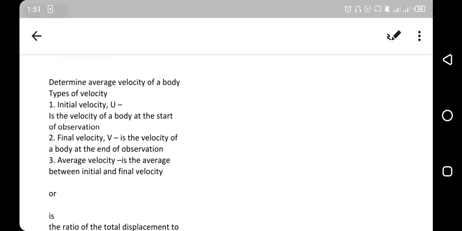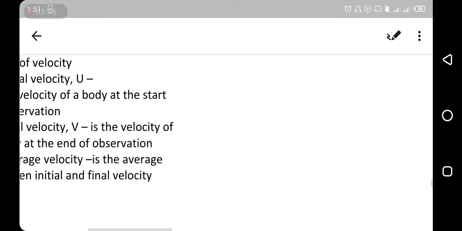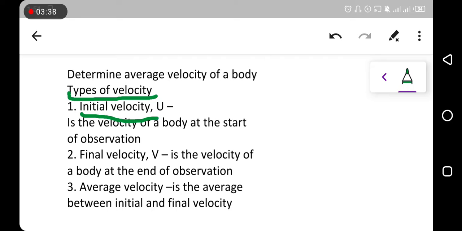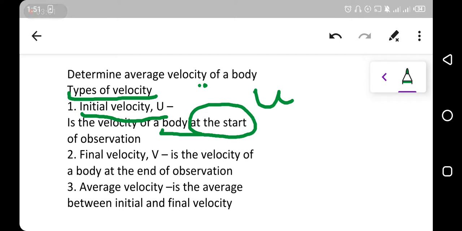We have other terms used in velocity, since we studied velocity. These are the types of velocity, or terms used to describe velocity. The first term is initial velocity. The symbol of initial velocity is u. Initial velocity is the velocity of a body at the start.